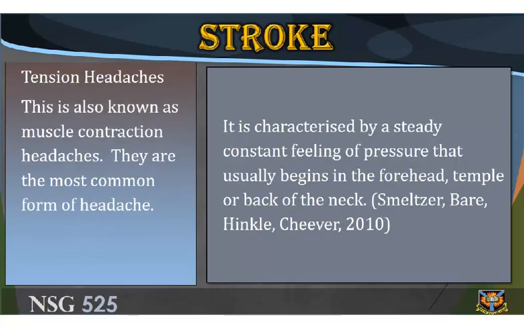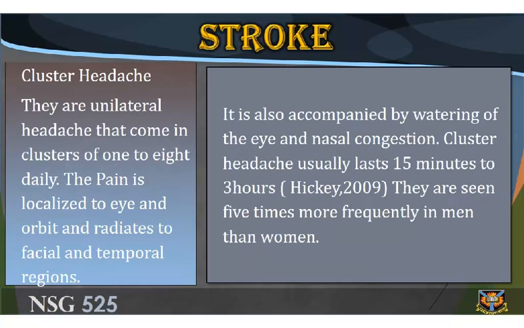Tension headaches. This is also known as muscle contraction headaches. They are the most common form of headache. It is characterized by a steady, constant feeling of pressure that usually begins in the forehead, temple, or back of the neck. Cluster headache. They are unilateral headaches that come in clusters of 1 to 8 days.